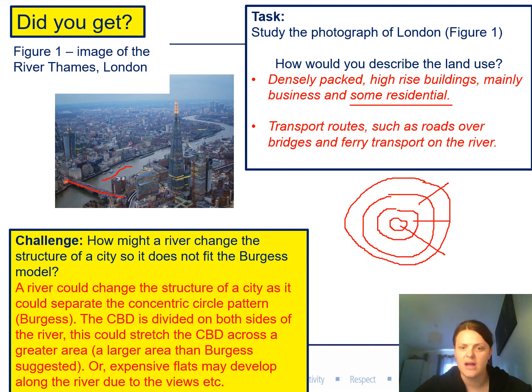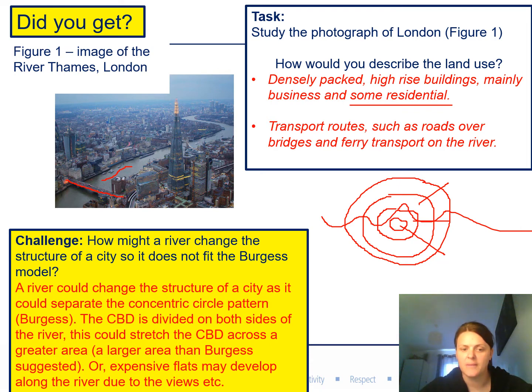Okay, so how can a river change it then? So if you imagine there's London with the River Thames going through the middle of it, how does that change the structure? Well, a river could change the structure of a city as it could separate the circle pattern, the Burgess model. The CBD is divided on both sides of the river, and this could stretch the CBD across a greater area, larger than the Burgess suggested.